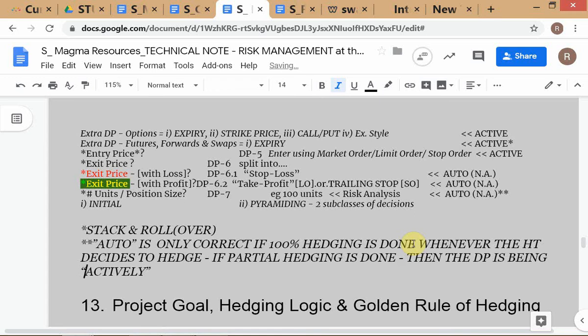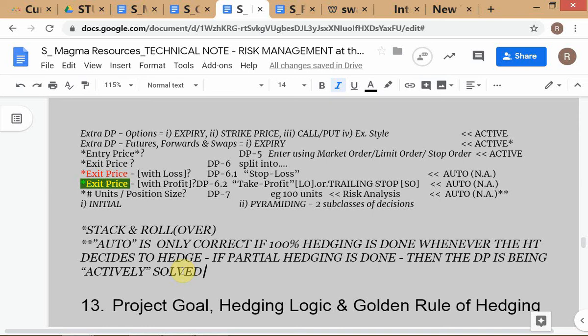So to understand this decision problem of number of units or position size, because whenever you transact, that is one of the decisions you have to take. How many units do I sell or buy, right? So that's a decision. I've written it as auto with this qualification here. It's auto only if 100% hedging is done whenever you hedge. In that case, it's automatic because you're hedging 100% of the underlying position, which is predetermined. So there is no room for you to decide anything.